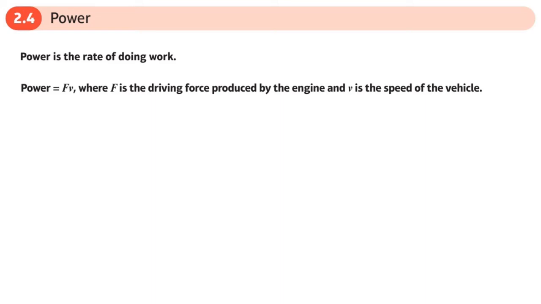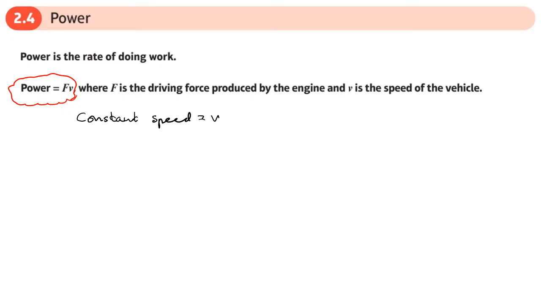This is the fourth and final section on the chapter on work, energy and power, and here we look at power, and we've got this equation here. Power is force times velocity. So quite often in these questions you'll see that the things are traveling at a constant speed. So that's where we'll get V from.